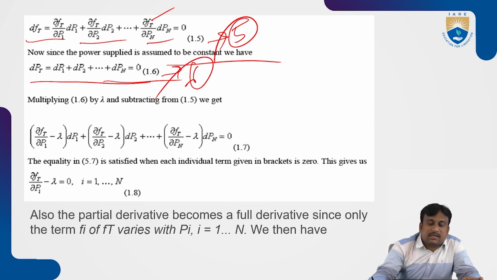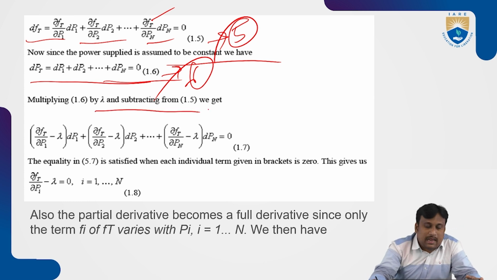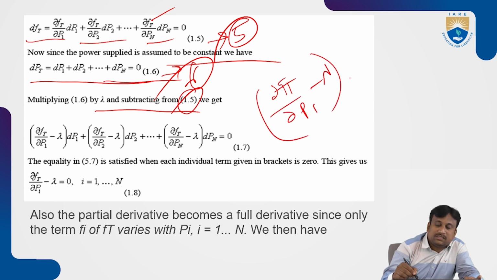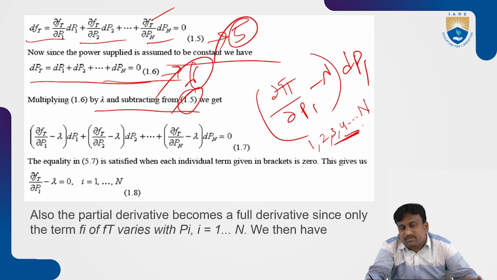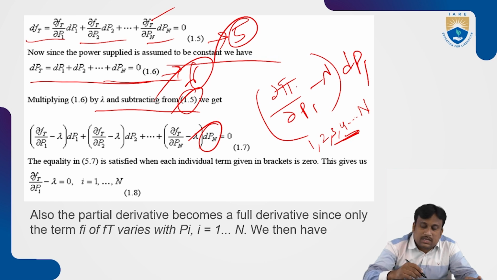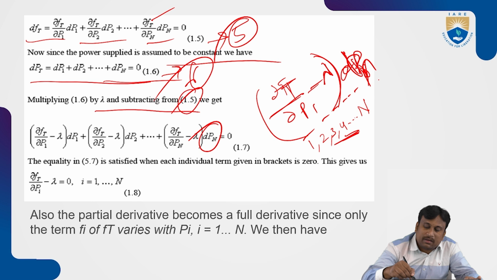Now when you multiply the sixth expression by the Lagrangian coefficient lambda and subtract it from the fifth expression, we get the resultant case, that is dou Ft by dou P1 minus lambda, multiplied by dP1. This follows for the variables 1, 2, 3, 4 up to n. Up to n cases, this variable formation will take place. When you consider dou Ft by dou P1 minus lambda as a function of dP1, then it follows up to n number of terms.